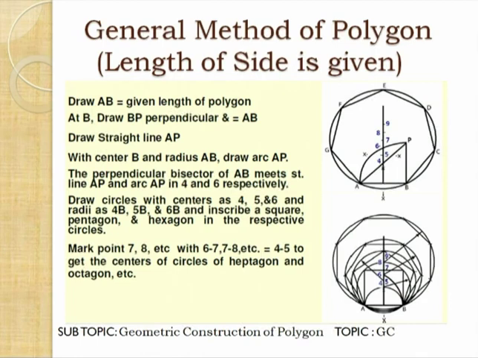You bisect line 4, 6, then you will get the point 5 at the center of the 4, 6 line. Then taking the equal distance 5, 6, you get the point 7. Then again taking equal distance, you get point 8, point 9.